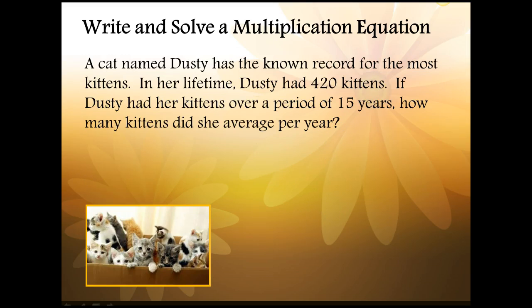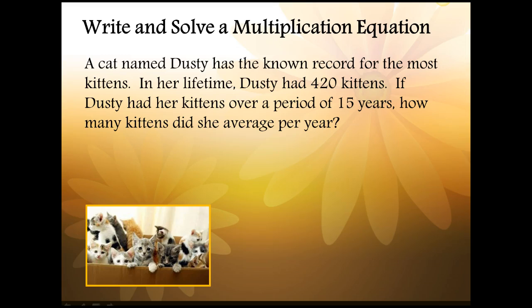A cat named Dusty has the known record for the most kittens. In her lifetime, Dusty had 420 kittens. If Dusty had her kittens over a period of 15 years, how many kittens did she average per year?